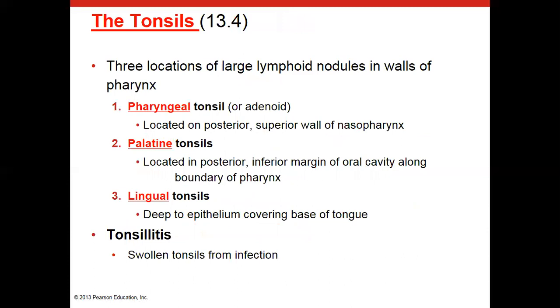And one of those examples is tonsils. If you've had your tonsils removed, you are very familiar with them. There's 3 locations. If you've had your tonsils removed, typically you have the pharyngeal tonsils or adenoids removed. There's also, though, palatine tonsils and lingual tonsils. And when they get swollen, you can get tonsillitis. Usually if you have tonsillitis chronically, you'll end up having them removed.